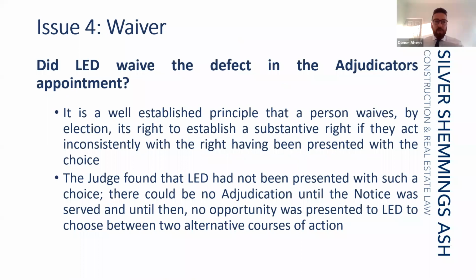The final point was, had Lane End waived the defect in the adjudicator's appointment? It is a well-established principle that a person waives by election its right to establish a substantive point if they act inconsistently with the right having been presented with the choice. The judge found that Lane End had not been presented with such a choice here. There could be no adjudication until the notice was served, and until then, no opportunity was presented to Lane End to choose between two alternative courses of action. So the choice was not clear to them in relation to waiving the defect in the adjudicator's appointment, and without knowledge, they couldn't effectively waive. So the judge rejected that argument put forward by Kingstone in the enforcement hearing.